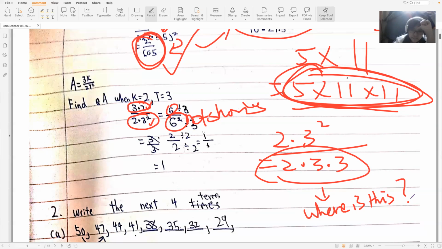Okay. The reason you never show this step, that's why you get it wrong. What are you telling me here? You are telling me 2 times 3 square is equal to 6 square. My question to you is, are you supposed to do this part first? Are you supposed to? No. Then what are you supposed to do?